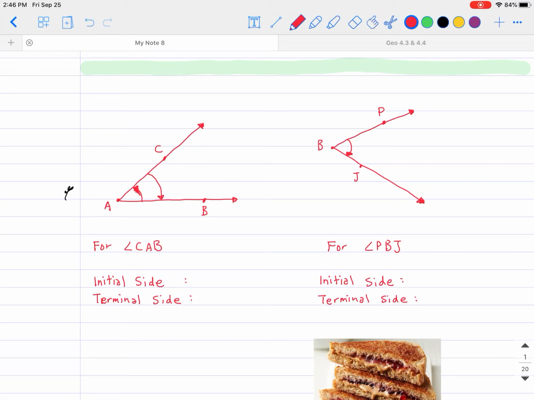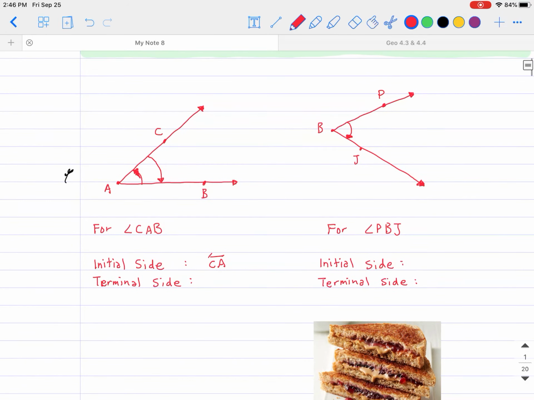With that being said, the initial side of this angle is going to be CA, and we can call it the ray CA because that's our initial side. Whereas the terminal side, meaning where it ends, is going to be the ray AB. So there's an initial side and a terminal side, depending on how you're going to rotate it.